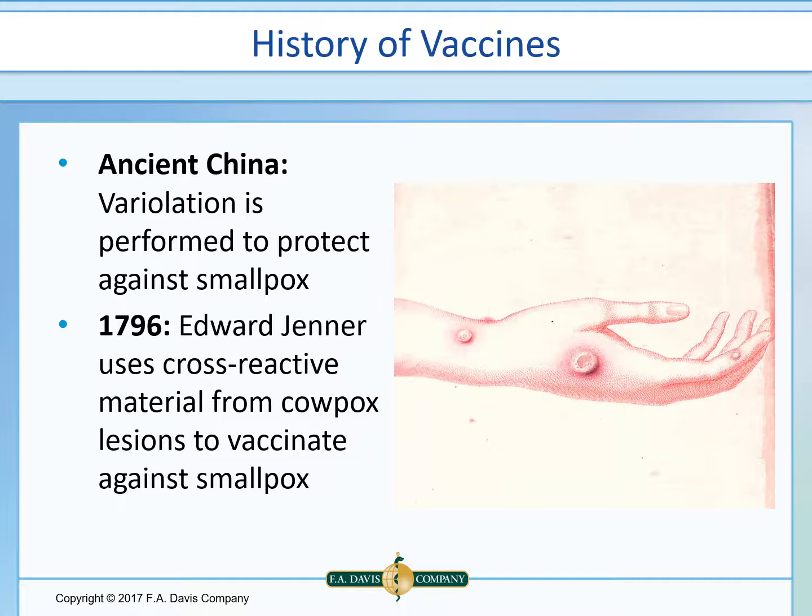In 1796, Edward Jenner used a cross-reactive material from cowpox lesions to vaccinate against smallpox. This early vaccine for smallpox was successful as the patients he administered it to developed immunity, and the early vaccine itself led to the development of the modern smallpox vaccine, which is still derived from the virus that causes cowpox.